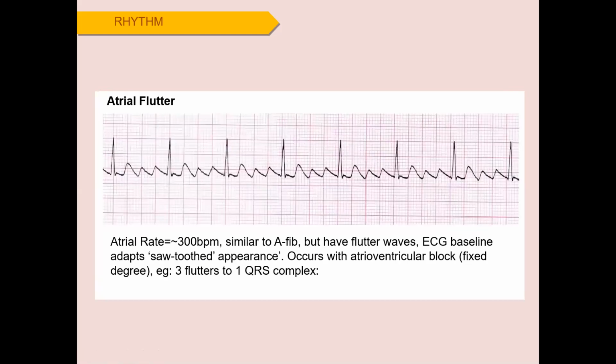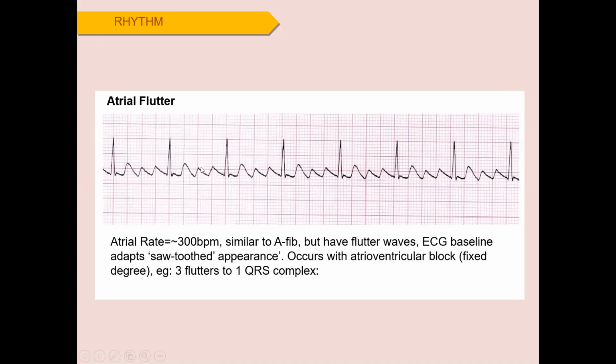Atrial flutter: here you can see a sawtooth appearance. The basic mechanism is macro re-entry, which is difficult to understand for you guys, so I will not go into the details, but you can just note that they have flutter waves, like a sawtooth appearance. It occurs usually with a fixed atrioventricular block, so that you can see that for every 3 flutter waves there is only one QRS complex. In sinus rhythm there is one sinus P and then a QRS, one P, another QRS.